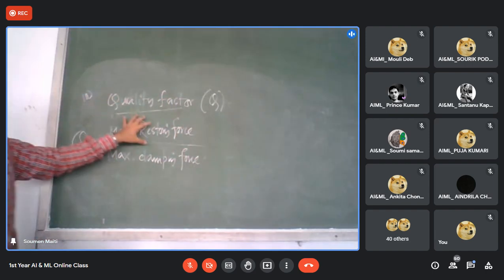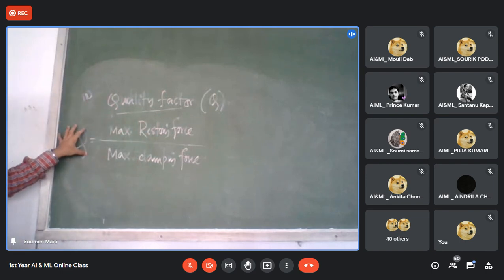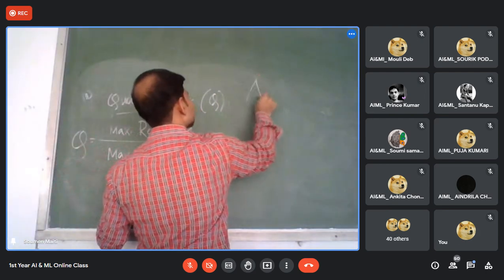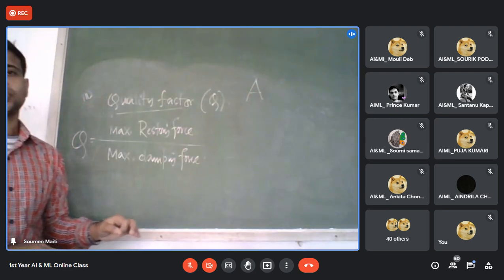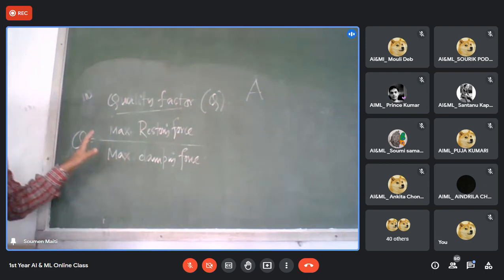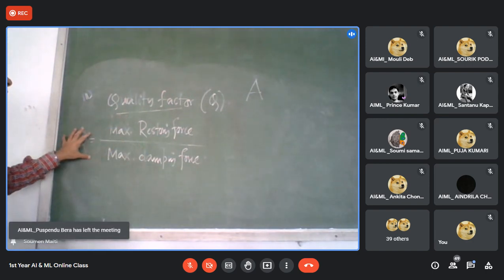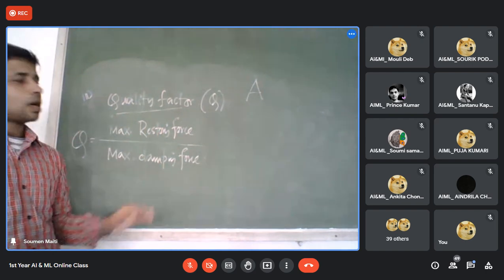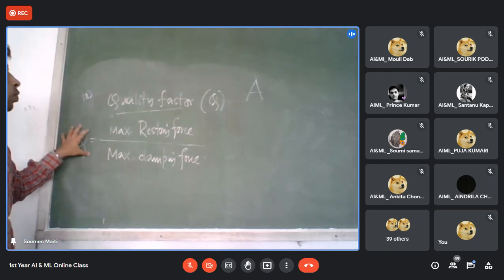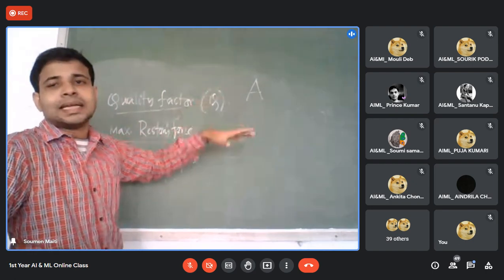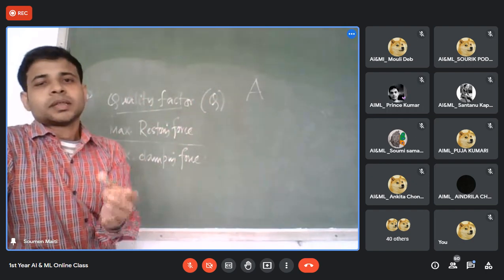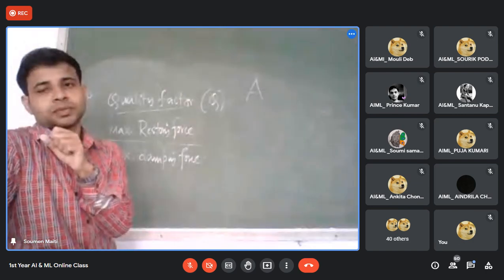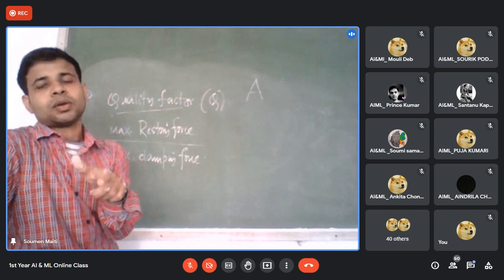Sure. Let's calculate this and find out the relation of Q. Now, if capital A is the amplitude, then from this expression, for low damping the quality factor will be higher, for higher damping the quality factor will be lower. So it is the inverse. Now we want to find out the value of Q. If capital A is the amplitude of the vibration, what will be the maximum value of the restoring force?